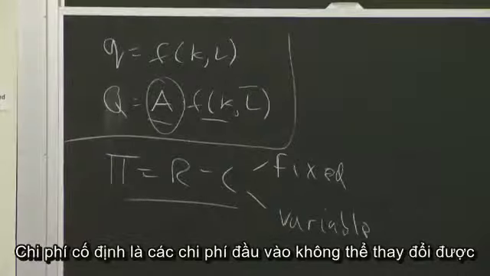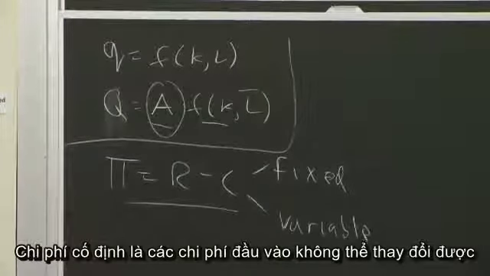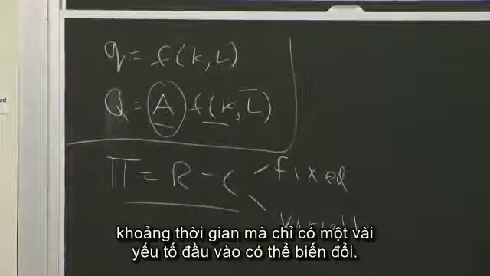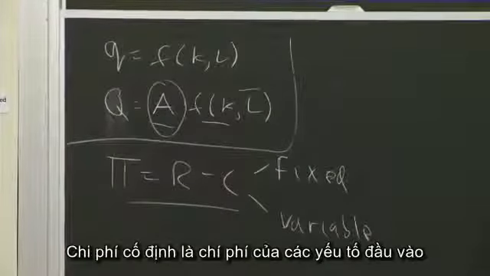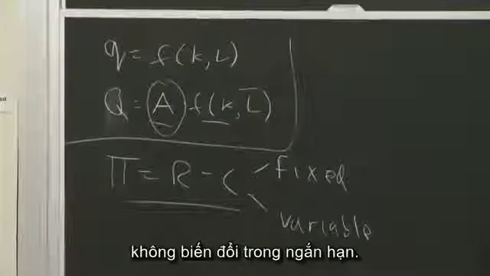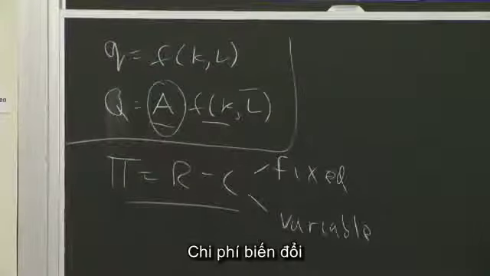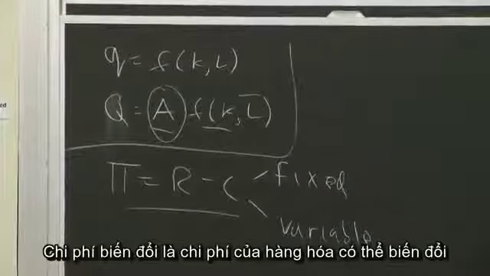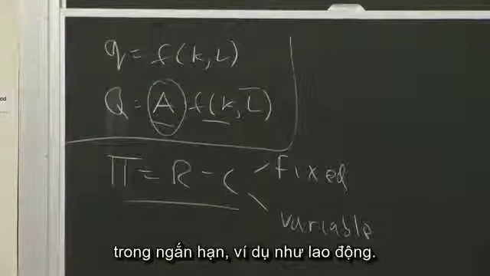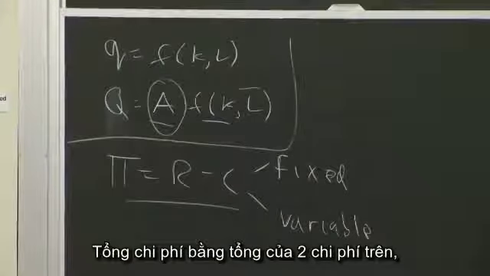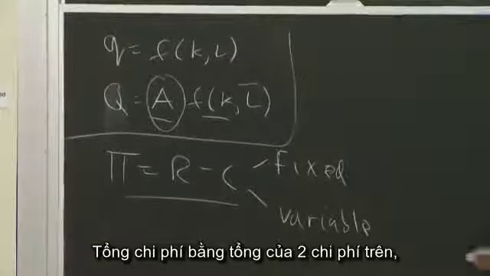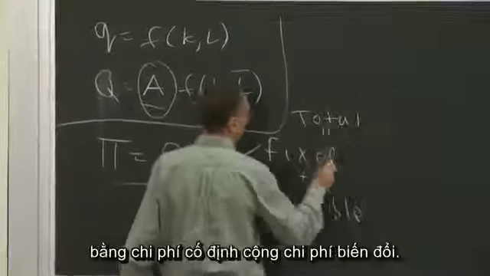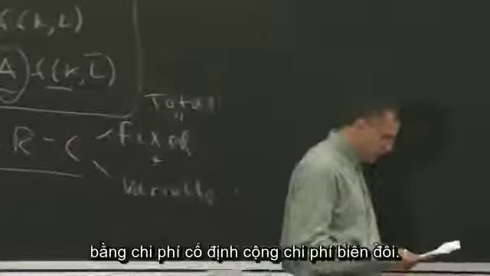Fixed costs are the costs of inputs that cannot be varied in the short run. Remember I said that the short run is defined as a period of time in which only some inputs can vary. Fixed costs are the costs of those inputs that can't vary in the short run, like capital. Variable costs are the costs of inputs that can vary in the short run, like labor. Total costs is the sum of these two: total costs equals fixed costs plus variable costs.